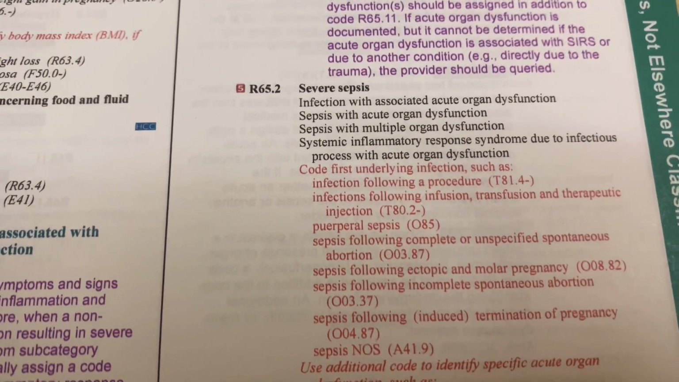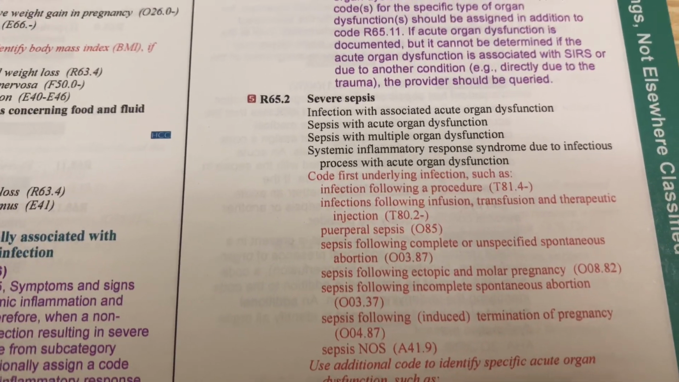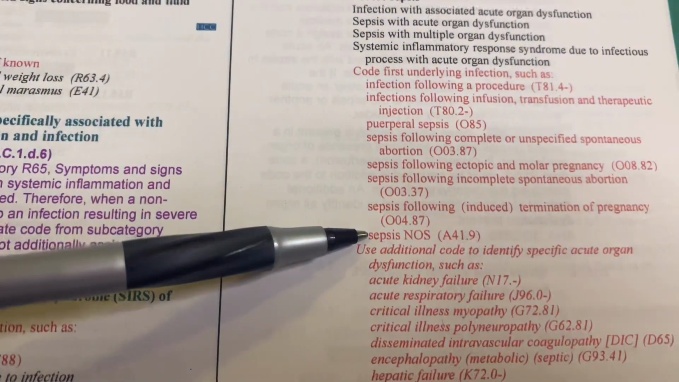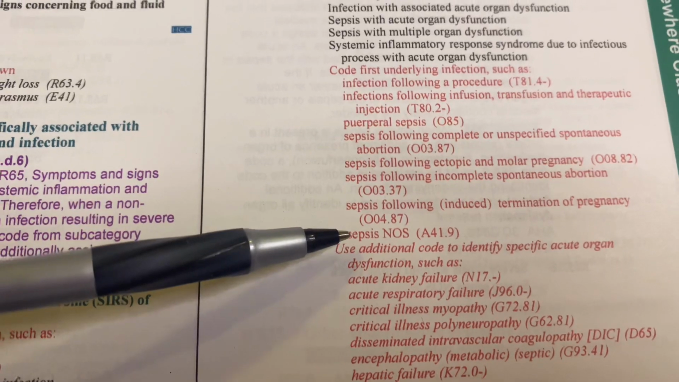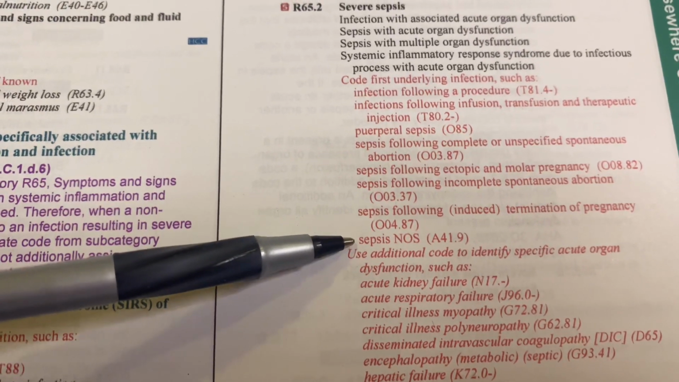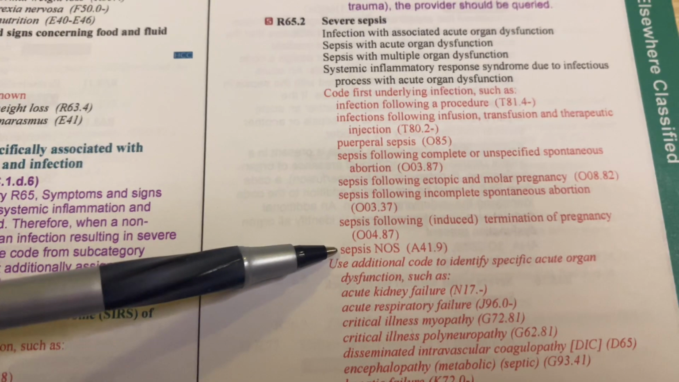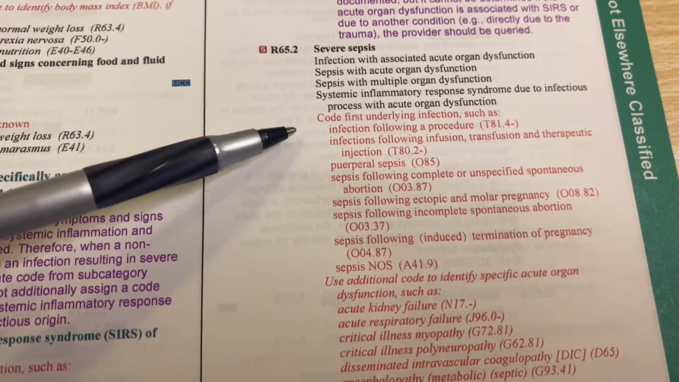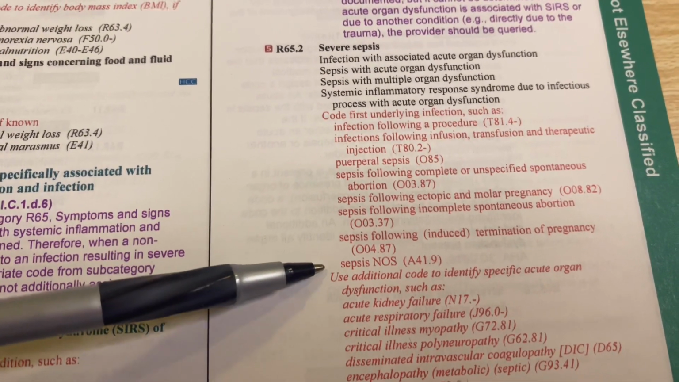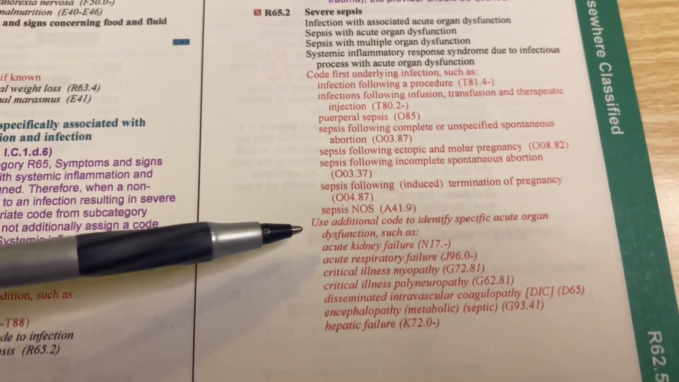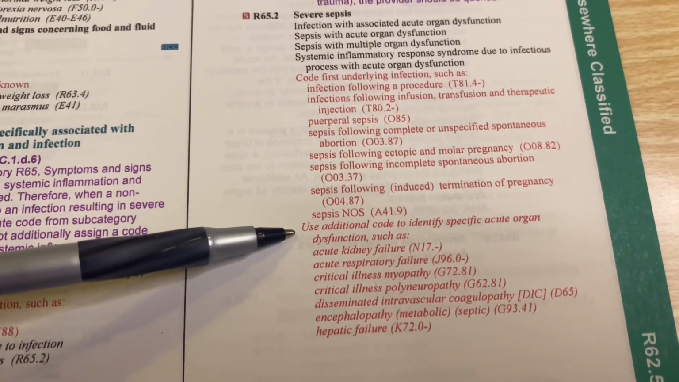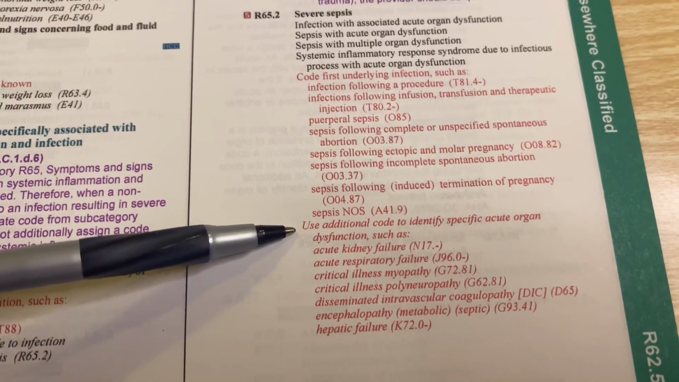And it tells us you want to code first the sepsis. Right here it says not otherwise specified, but we do have a specified code. It was the staph infection for sepsis. So instead of using the A41.9, we are going to code first, because it tells us code first. We're going to code first A41.2. And then down below it says use additional code to identify specific acute organ dysfunction.